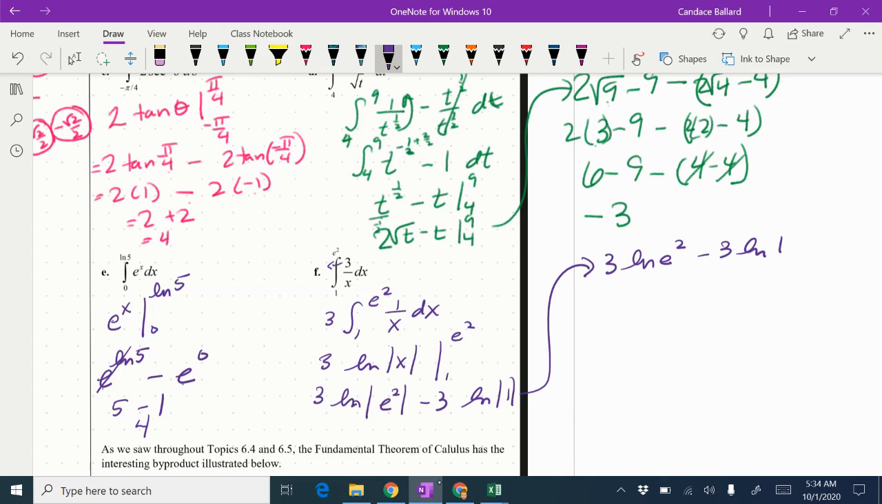I could do a couple things. I could take this 2 and bring it in front and multiply it with a 3, or I know the e and the natural log cancel, and then we are multiplying the 2 and the 3. Either way, natural log of 1 is 0. So I have 2 times 3 is 6, 3 times 0 is 0, so my final answer is 6.